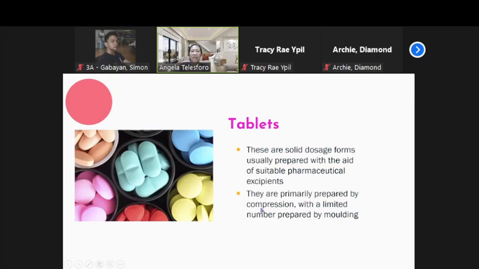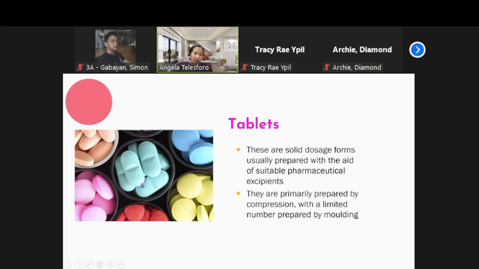Tablets now. We go to the tablets. Tablet is the most popular of all the dosage forms. These are prepared with the aid of suitable excipients and prepared by compression, and sometimes by molding. But nowadays there is no more molding for tablets, so it is compression.